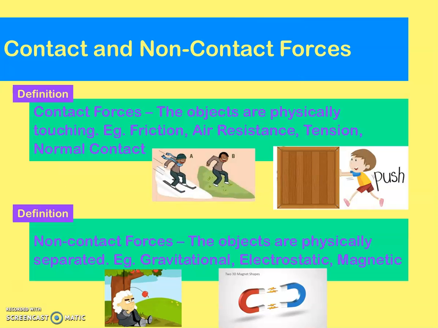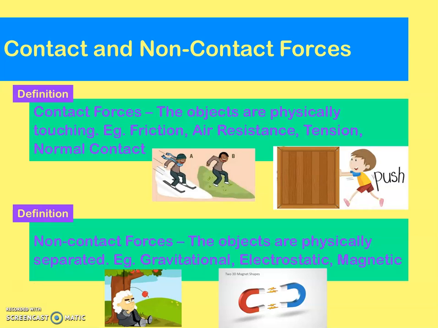Okay, so just a reminder, our contact forces are when the objects are physically touching. So for example, if you look at the first picture, in picture A, the man is coming down the ski slope and you can see that he is going at a very fast speed. This is because there is very little friction between his skis and the snow. In the second picture, he is not going down as fast because there is friction between his feet and the grass on the hill.